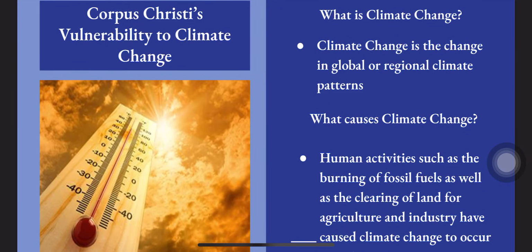Corpus Christi's vulnerability to climate change. What is climate change? Climate change is the change in global or regional climate patterns. And what causes climate change? Human activities such as the burning of fossil fuels, as well as clearing land for agriculture and industry, have caused climate change to occur over time.